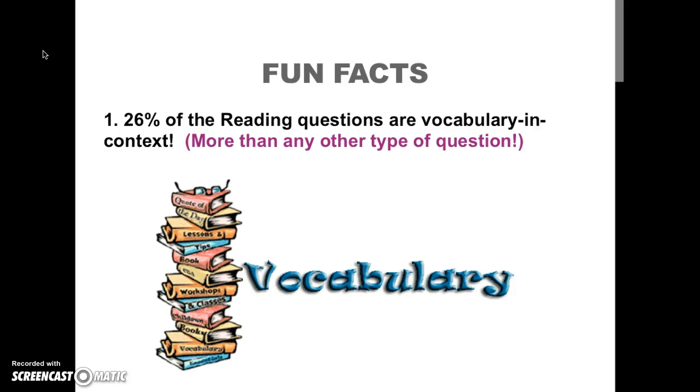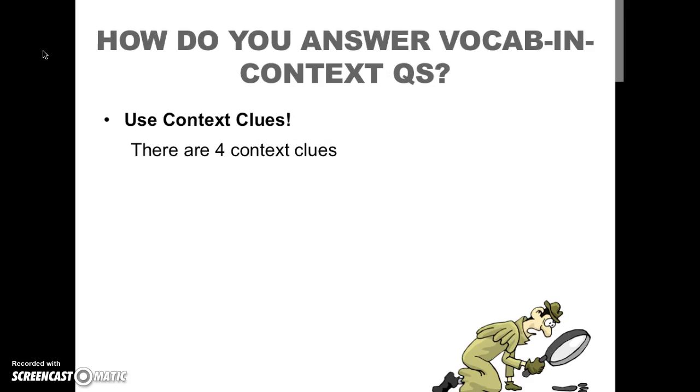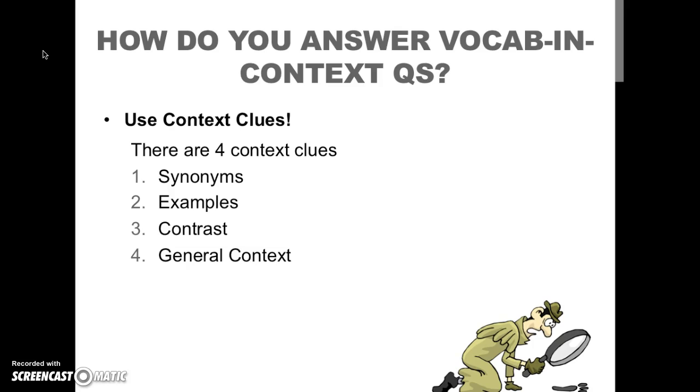Some fun facts about vocabulary and context questions. 26% of the reading questions are these questions. This is the highest amount. So these questions are very important. Now, how can we answer these questions? Well, we should use context clues. There are 4. We will talk about synonyms, examples, contrast, and general context.